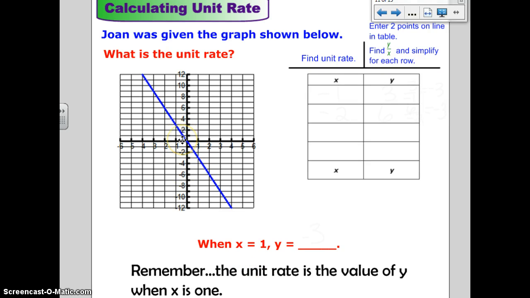Remember that the unit rate is the value of y when x is 1. So if we go to our graph and find x is 1 and go down, we can see right here that y is negative 3. Let's see if we get the same answer from the table. I didn't put the answers in. Our unit rate is -3. We can find that by only using the graph.